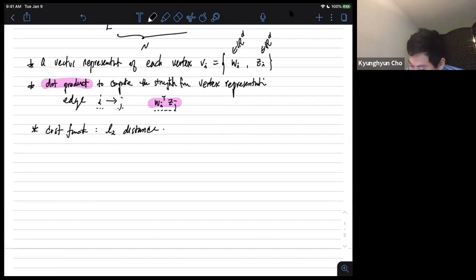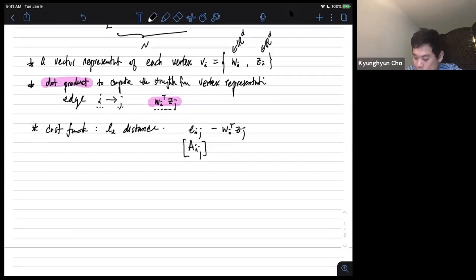Given an edge that goes from i to j, so we're looking at a directed edge, we have the strength Eij, or equivalently, Aij, from the adjacency matrix. We want this to be as similar as possible to wi transpose zj. The natural thing is to use the L2 distance, which means we simply look at the squared distance.